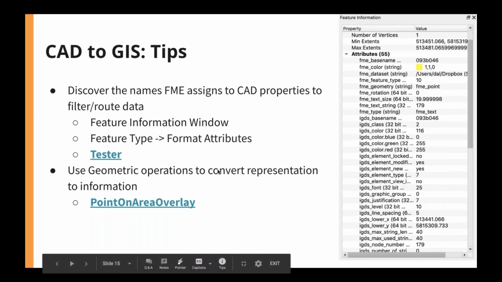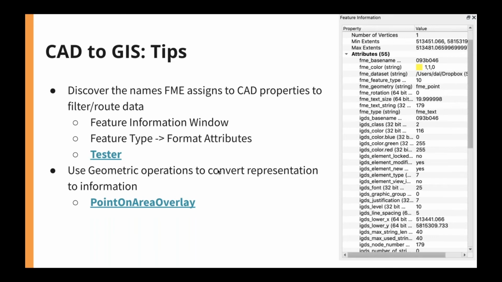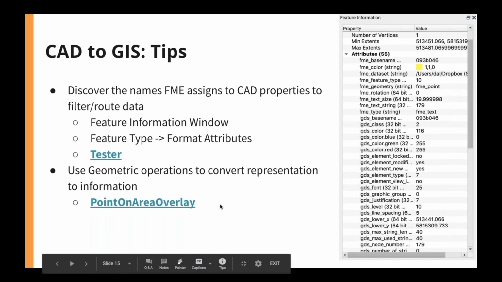And then you have to have geometric operations that you can use to convert the representation that was in the CAD drawing for humans to look at into something that a computer can work with. You join it together with these various geometric operations. And again, we were very fortunate at SAFE that we started with this CAD to GIS problem because it caused us to have to implement a bunch of interesting geometric operations to solve these issues. And here in particular, I used the point on area overlay.